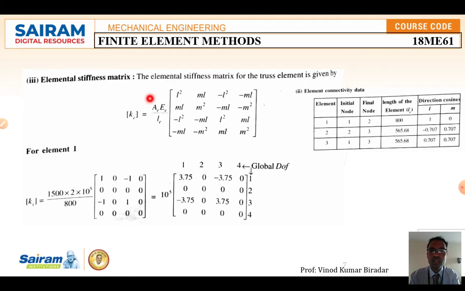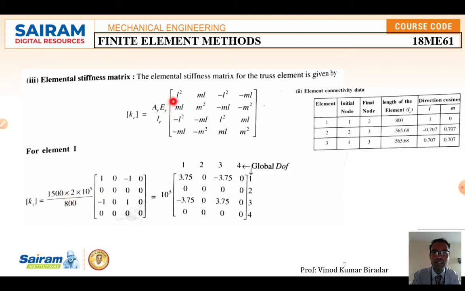So how to calculate this? Since in the given problem 3 elements are there, you need to calculate the 3 element stiffness matrices, one for each element. For element number 1, use A1, E1, L1. Substitute the area, Young's modulus, and length of element that are given, and simplify this.